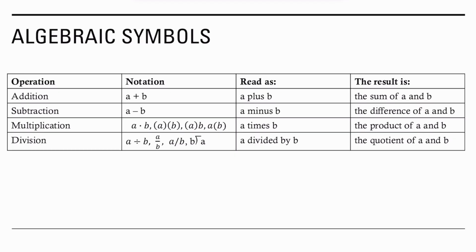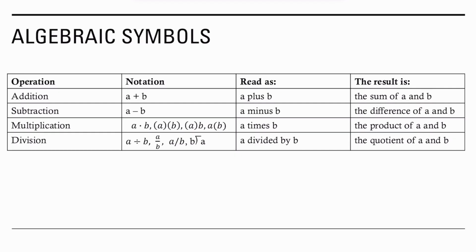And the reason we don't use that is because X is such a common variable that we don't want to get confused between X's and times. And so we generally use the dot or the bracket format. So A times B, and we still get the product of A and B.